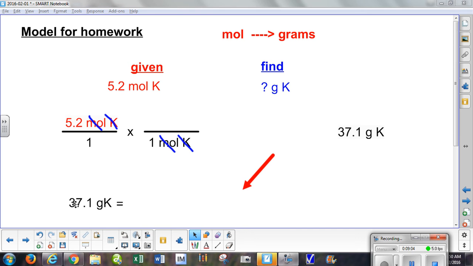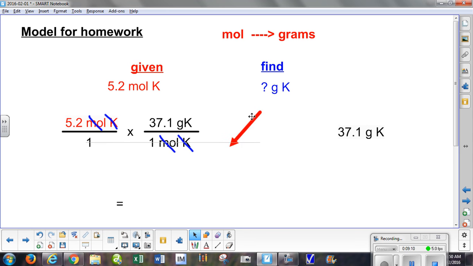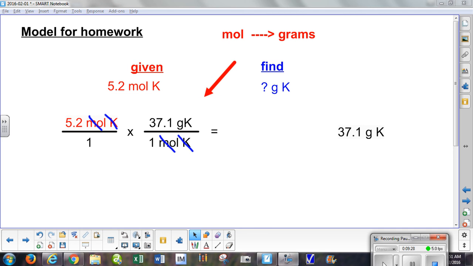And of course, there's no question about it, this guy's going to be on top. And look at that. It's the same unit of measure that we had here in our find. And so the only unit of measure at the end is going to be grams of potassium. And now all we have to do is a simple multiplication, and we're done. Okay, run that number in your calculator, and let's see how you do.